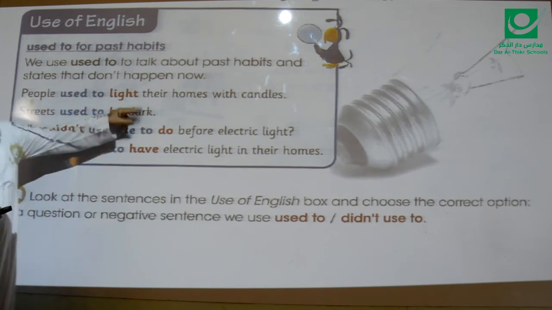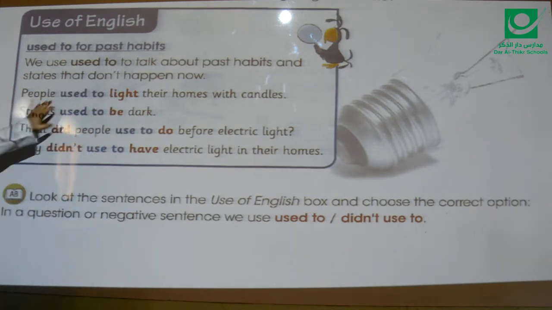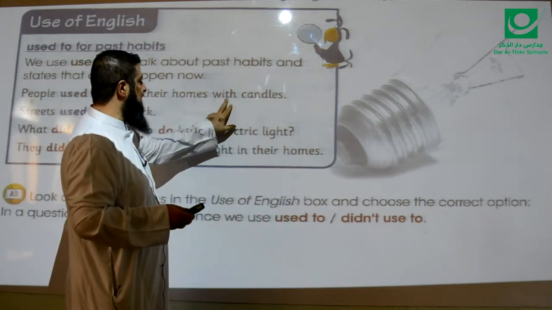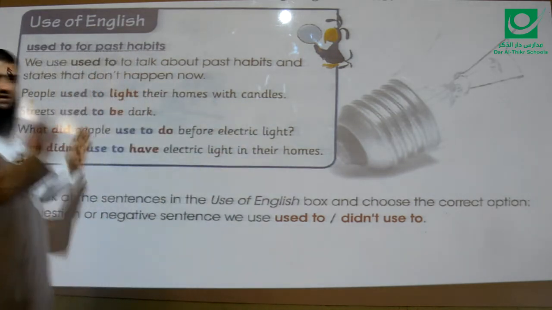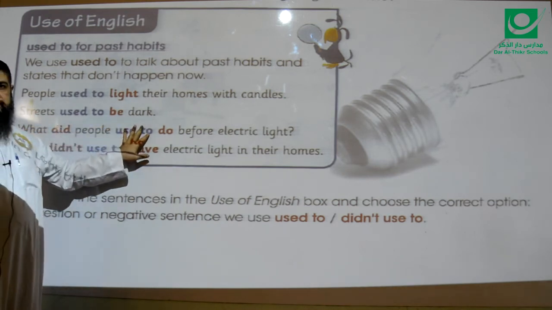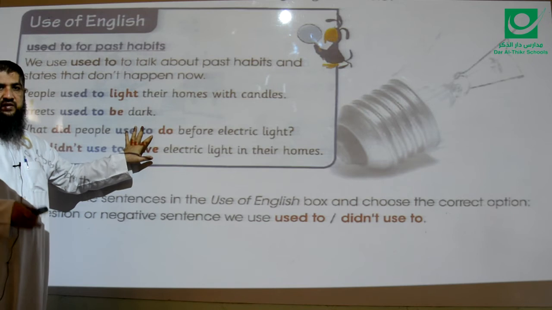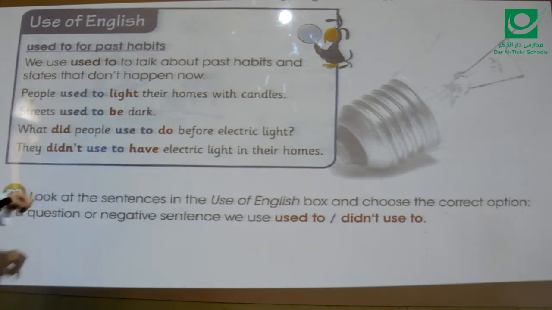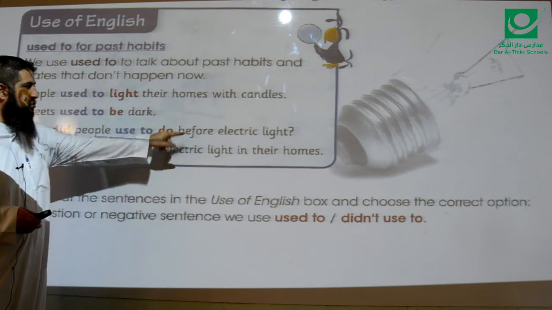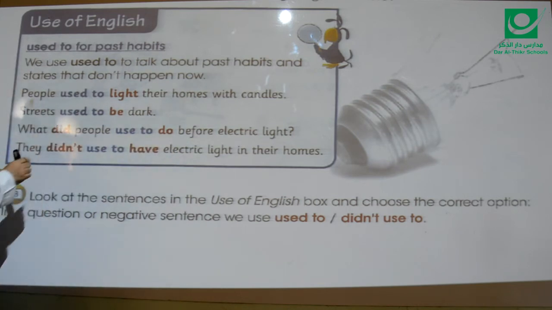People used to light their homes with candles, but now they stopped, okay? There are no houses that light the houses with candles. So this is a past habit. Streets used to be dark, but nowadays the streets are not dark. Using the question, what did people used to do before electric light?